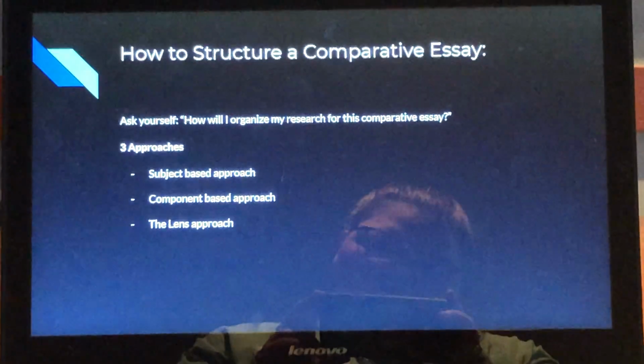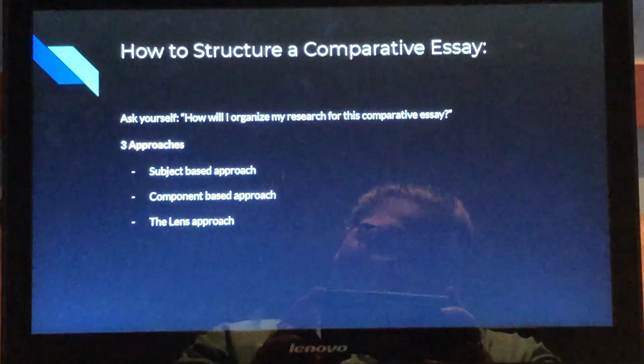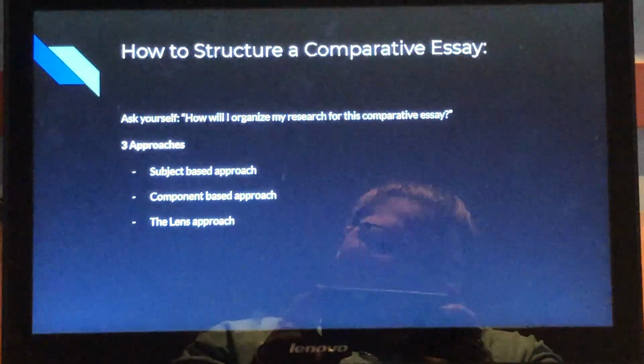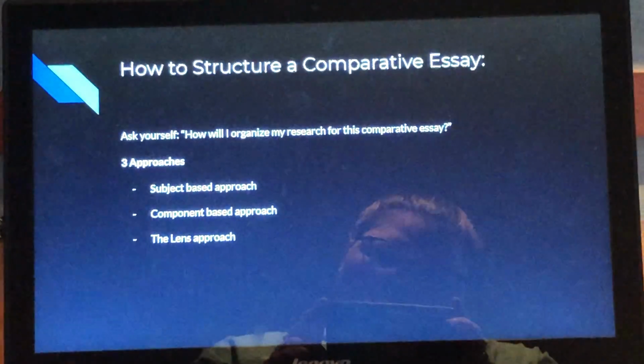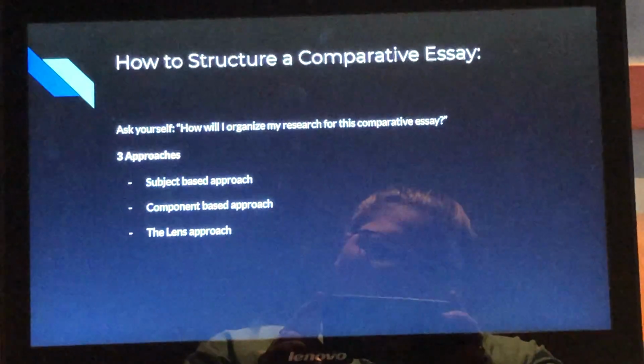In the book on pages 112 through 115, it gives you a lot of different examples through each approach, and they're very helpful, so I suggest you go look at those.